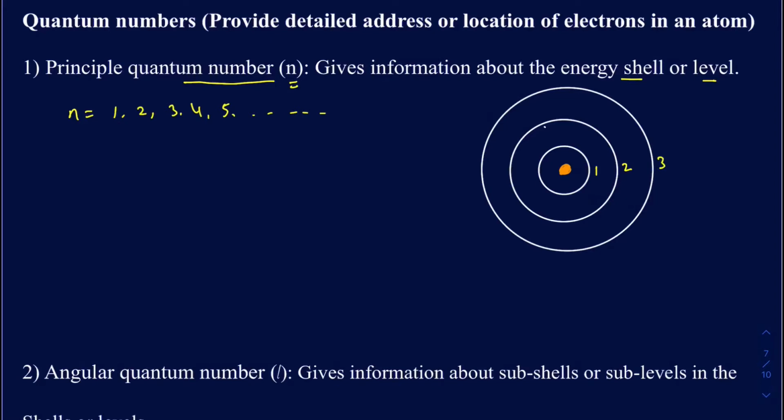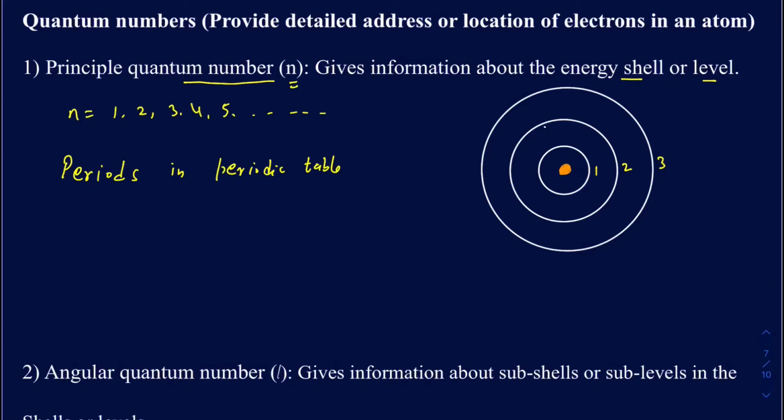Now, what do they really represent in the periodic table? If I go back and look at the periodic table, you have the periods and the groups. This principal quantum number, the energy shells, actually represents the periods in the periodic table. So if you recall, the periods are your horizontal rows in the periodic table.